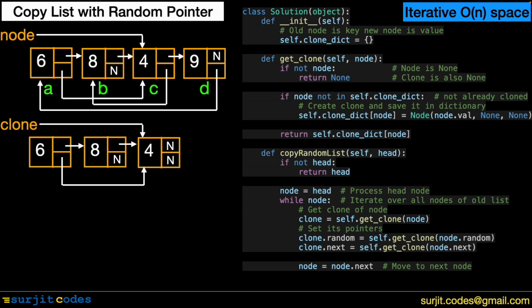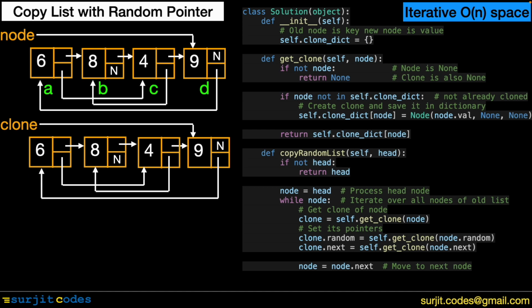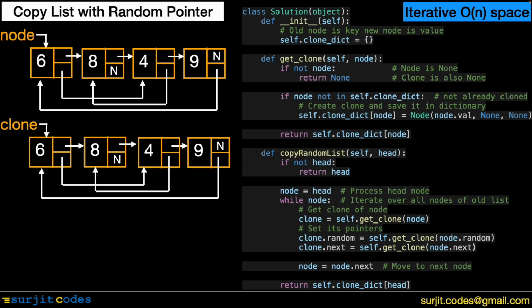In the next iteration, clone shifts to its next node. The next statement sets its random pointer. For the next pointer, the clone of node.next is required. It is not yet present in the dictionary, so it is created in the getClone function and its value is saved in clone.next. In the last iteration, node and clone move to the next nodes. Random node of clone is set while its next pointer remains none. Finally, we obtain the address of the clone of the head from the dictionary and return it to the main program.